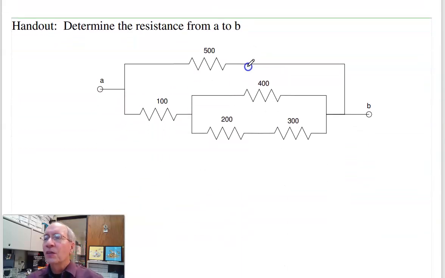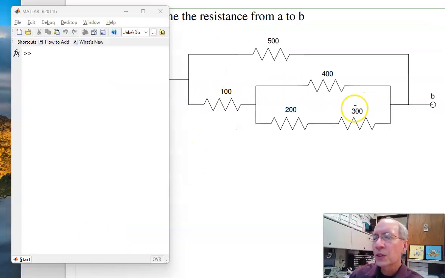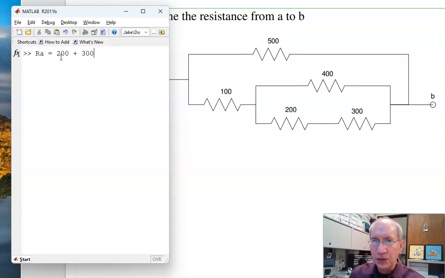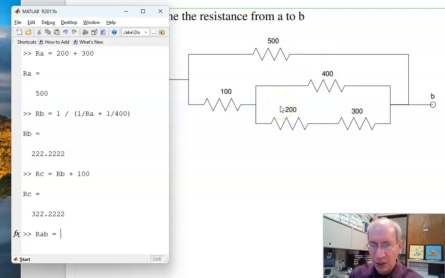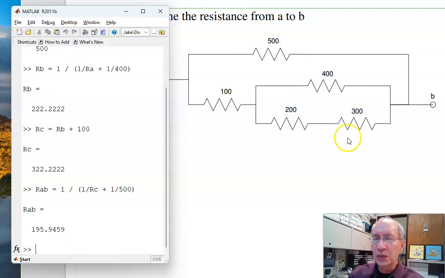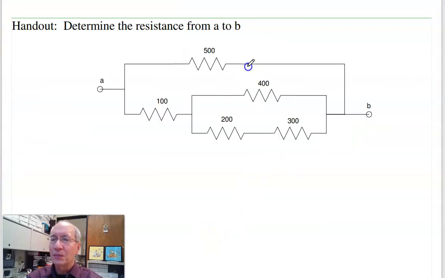So here's the challenge. Find the resistance between A and B. So let's find the total resistance in Matlab. That's 200 in series with 300, 200 plus 300, 500. In parallel with 400, in parallel you take the sum of the inverses. It's 1 over RA plus 1 over 400, 222 ohms. In series with 100, 322 ohms. In parallel with 500 is 1 over RC plus 1 over 500. Total is 195 ohms. Let's pause for a sec and let's just solve that problem.